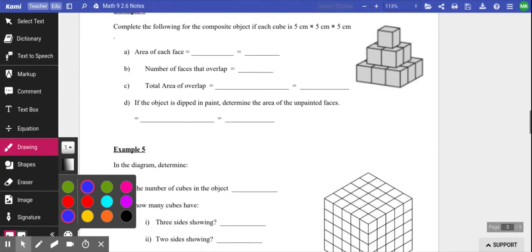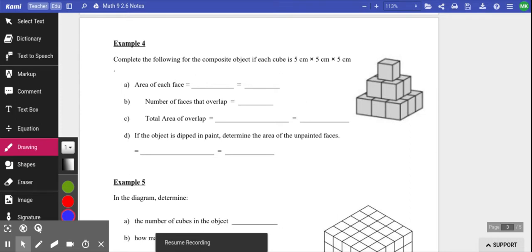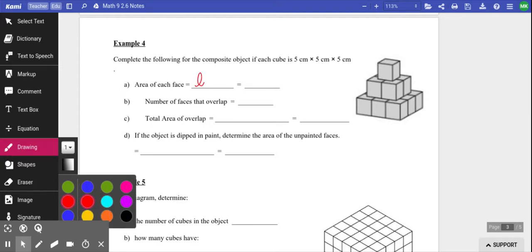Okay, example 4. I want you to try on your own again. If we look at this, we'll start off simple. It says the area of one face. The area of one face of a cube is length times width. For this question, length times width is 5 times 5. That means 25 is the area of one face of a cube.